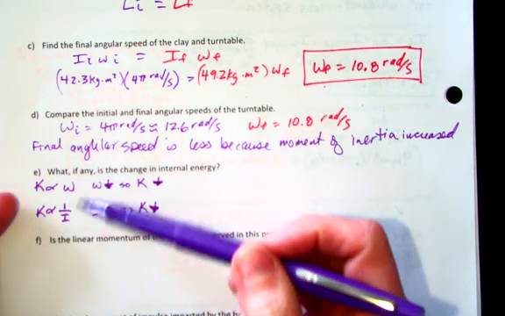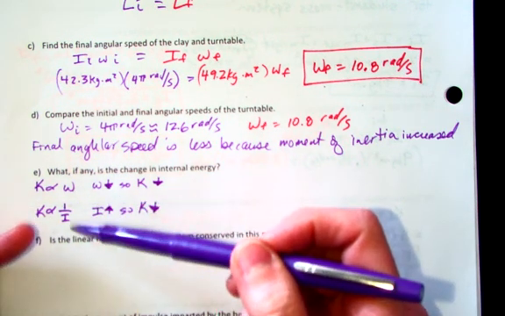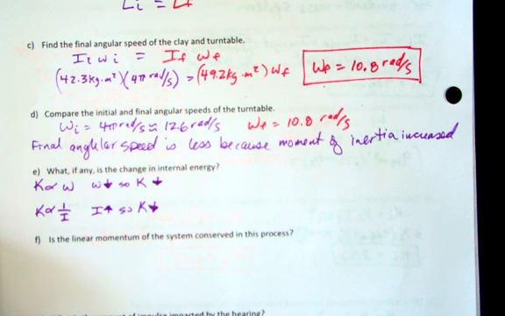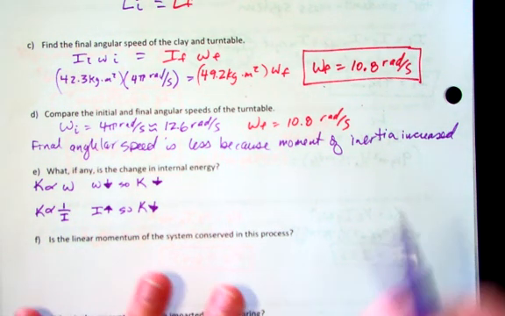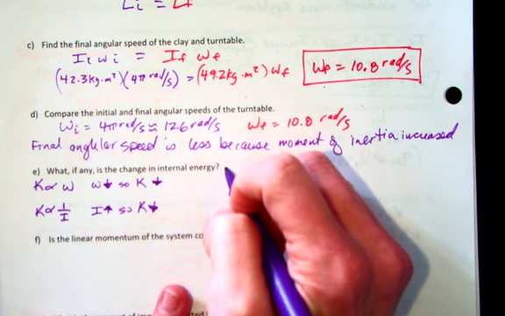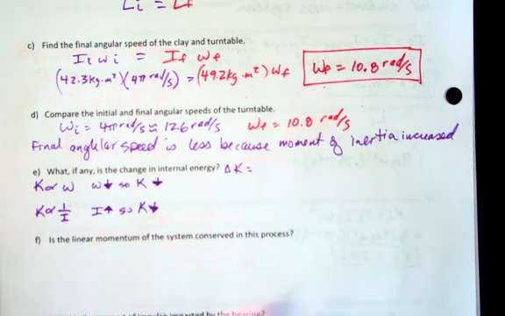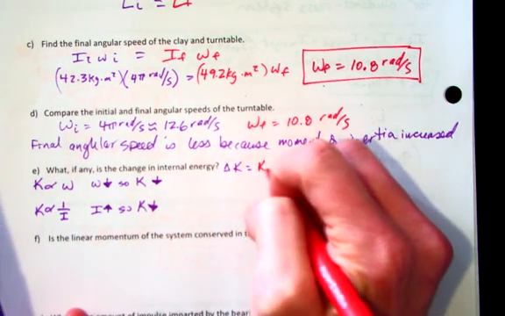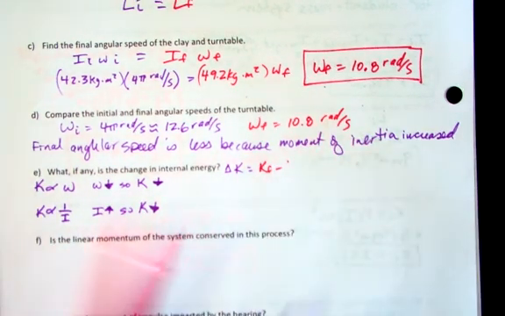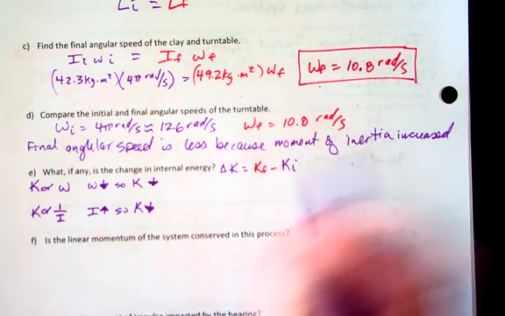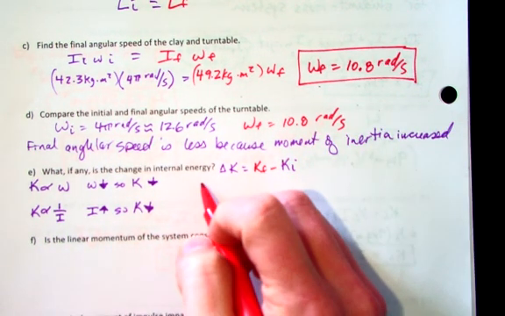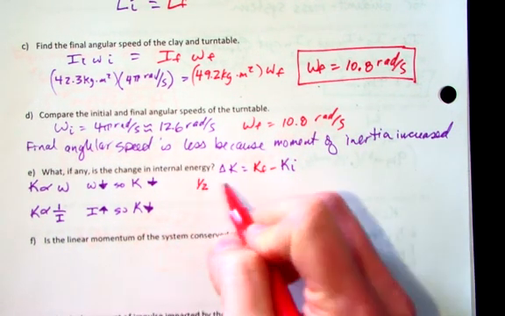Okay, again, if we were going to make these relationships, you would have to go through and derive just like we did in example 1 and show why that's true. All right, so let's go ahead and find delta K. So delta K equals K final minus K initial. So K final, it's 1/2.